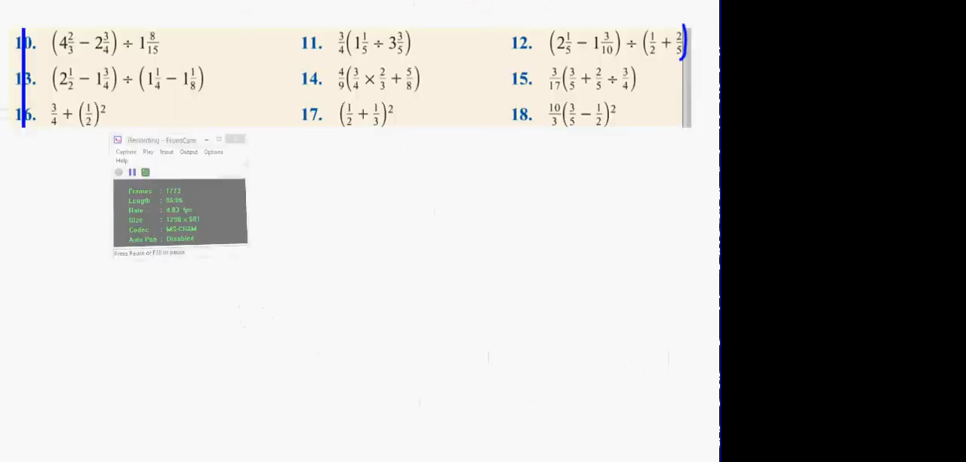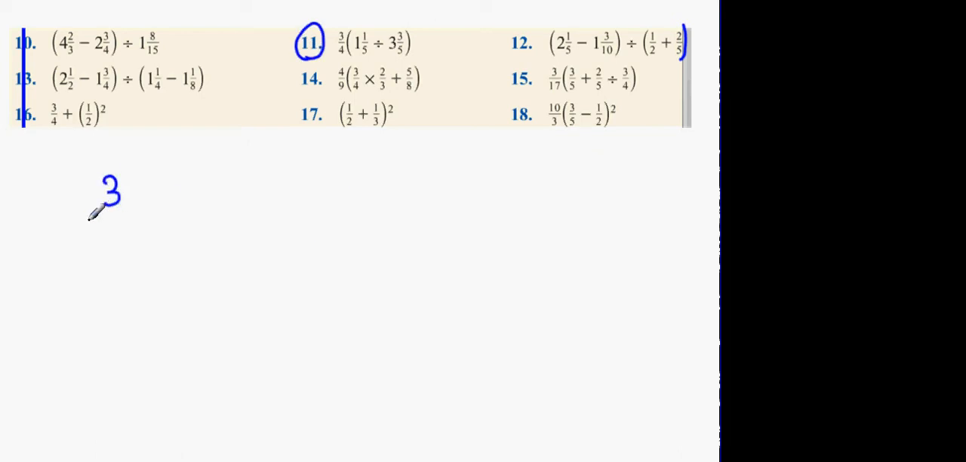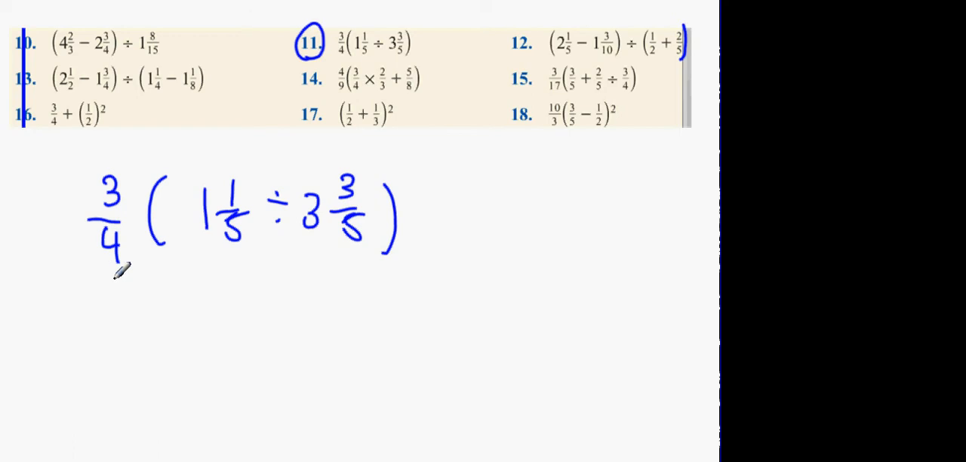Now, the next one we're going to do is number 11. Number 11 says 3/4 multiplied by whatever the answer is of 1 and 1/5 divided by 3 and 3/5. Can I ask Ryan, how did you do the division?